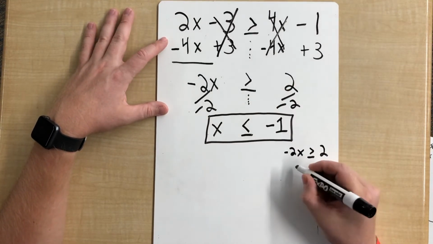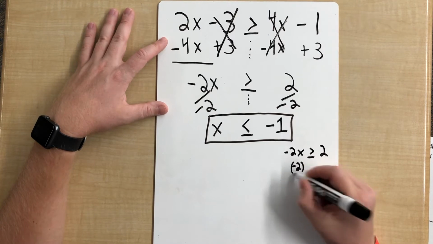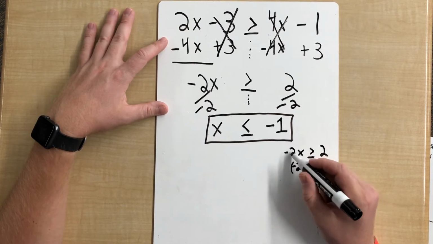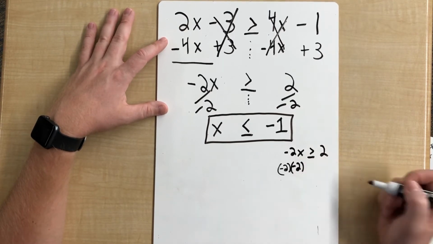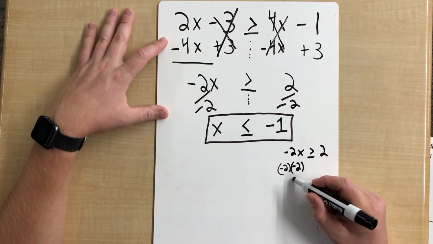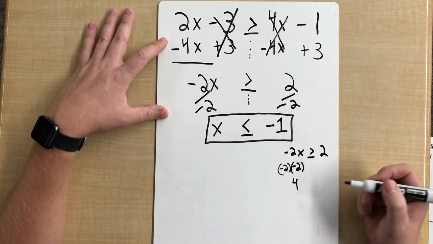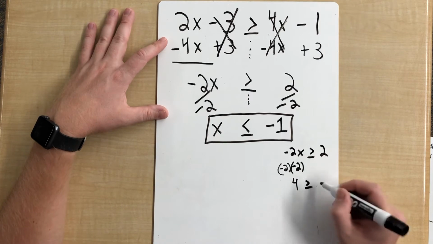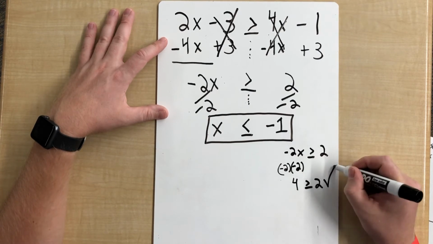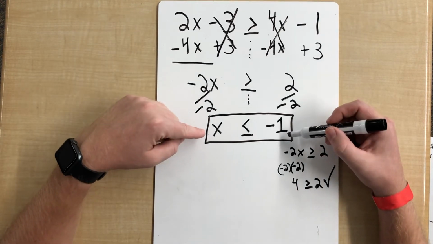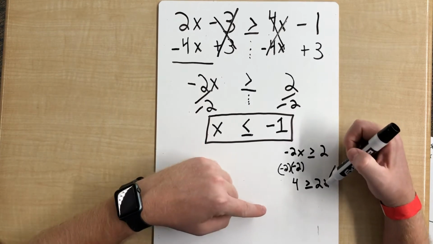Let's test it. If we plug in negative 2 for x, right there, what's negative 2 times negative 2? Positive 4. Is positive 4 greater than or equal to 2? Yes, it is. So we just plugged in our solution set and it worked, all right?